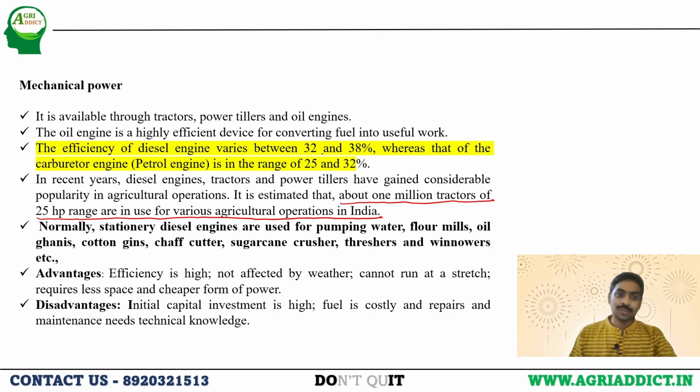And next, moving on to the mechanical power. Mechanical power is available through tractors, power tillers, and oil engines. Here, the oil engine is highly effective in converting fuel into useful work. From the exam point of view, we need to note the efficiency of different engines. For the diesel engine, it is around 32 to 38%.